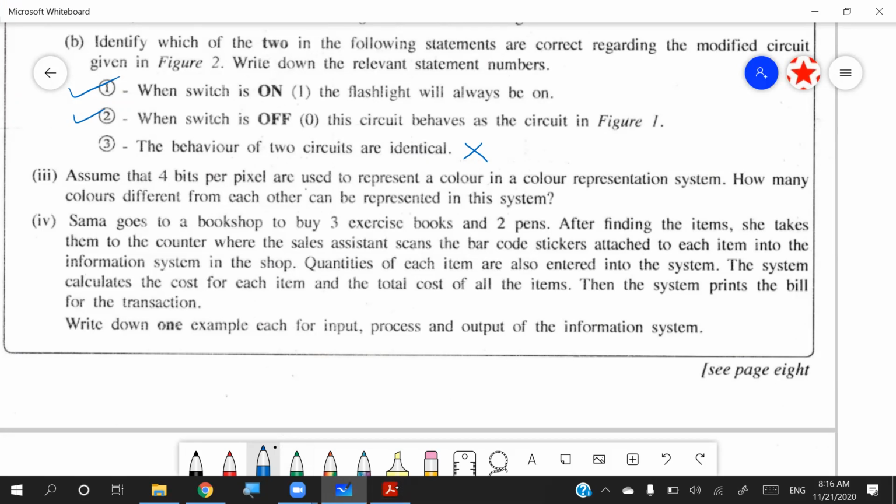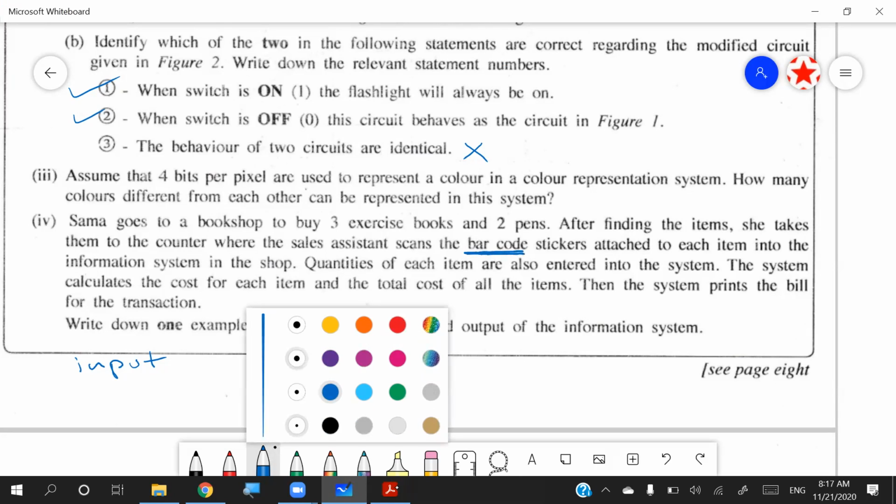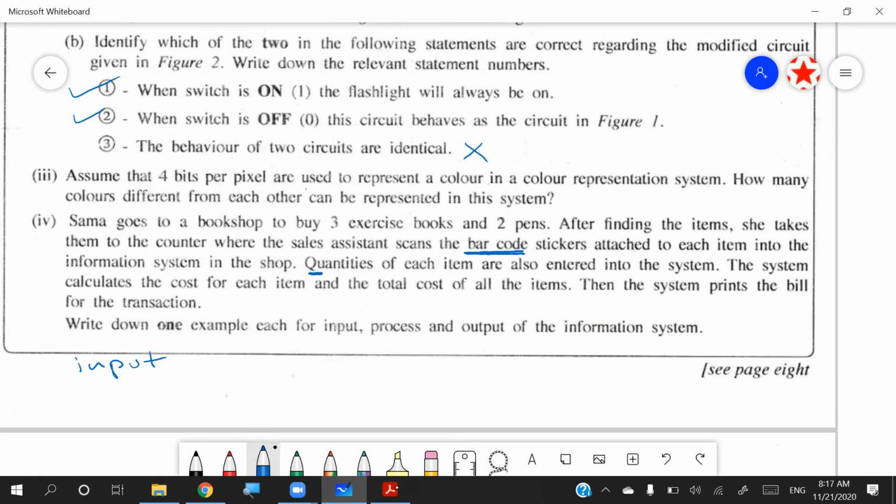Yeah. So I'm going to underline the inputs from blue, right? So Sama goes to the bookshop, buy 3 exercise books and 2 pens. After finding the items, she takes them to the counter where the sales assistant scans the barcode sticker. So then the barcode is going to be an input, right? And to each item into the information system in the shop. Quantities of each item are also entered. So quantity of each item going to be an input.